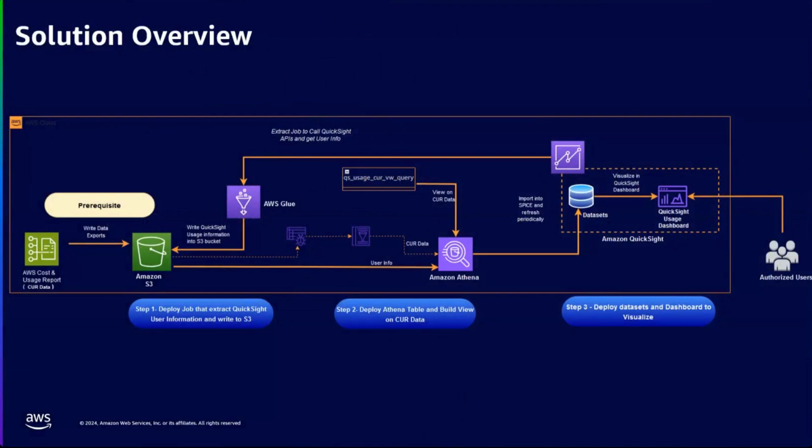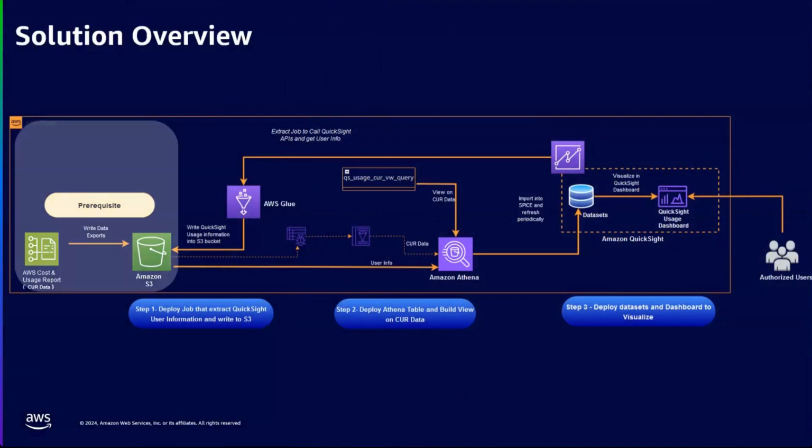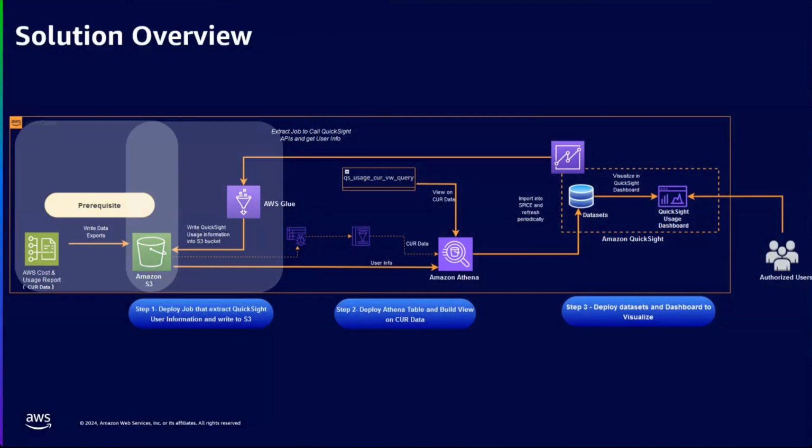As I called out, the very first thing is a prerequisite, which is the AWS cost and usage report. We just talked about it. Once it is set up in your account, you can leverage it for building this QuickSight usage analytics. As a first step, as part of the deployment, you are going to create a Glue job, which will extract the user information from your QuickSight account. As part of the job, it will also create an S3 bucket and will write this extraction of users to that bucket.